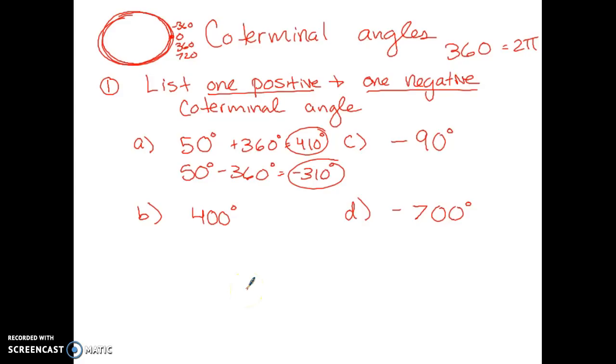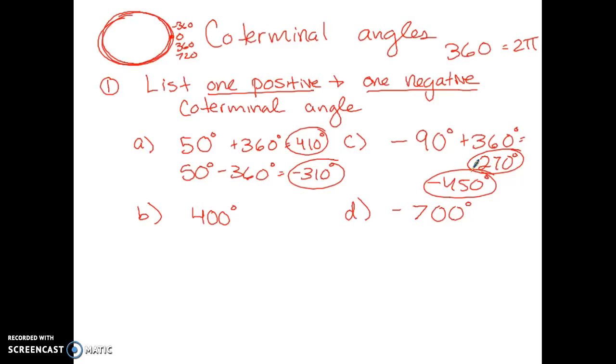All right, so I'm going to actually jump to C. So I'm at negative 90. So if I want to find a positive one, I'm going to add 360 to get 270. And if I want to find a negative one, I'm just going to subtract 360. So once you get the idea, feel free to pause the video and go ahead and try them, and then just play it when you're ready to see the answers.